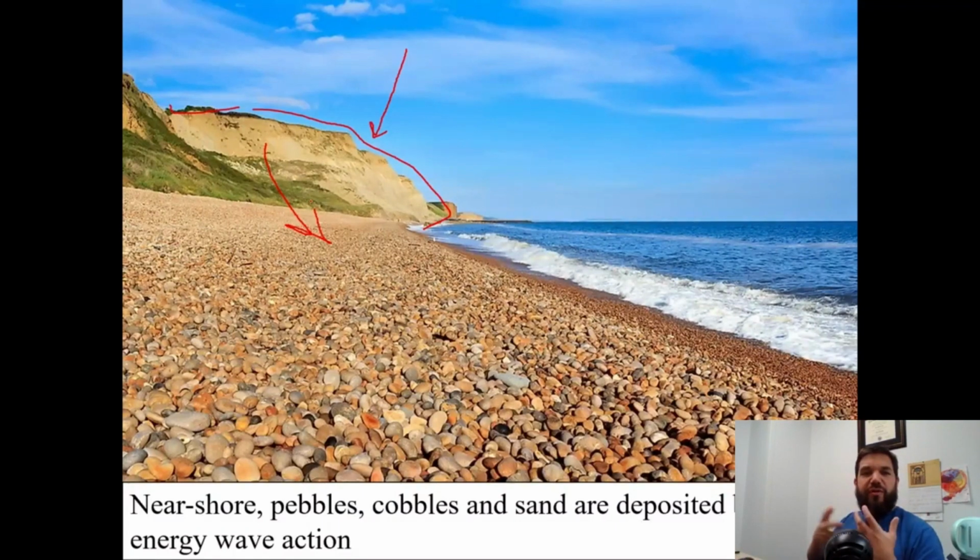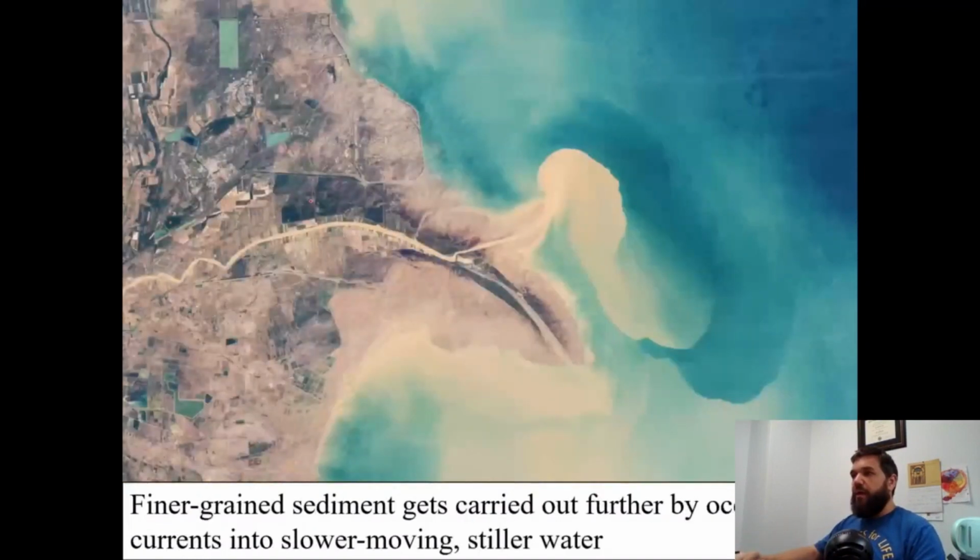Those rocks don't get transported very far. The cliffs are literally the source of that sediment. So because they don't get transported very far, they're really big. They didn't get broken and transported and bumped along and smushed into smaller and smaller pieces, okay? So finer grained sediment usually gets carried further out into the ocean, usually. Okay, so they go into slower moving, stiller water, okay?